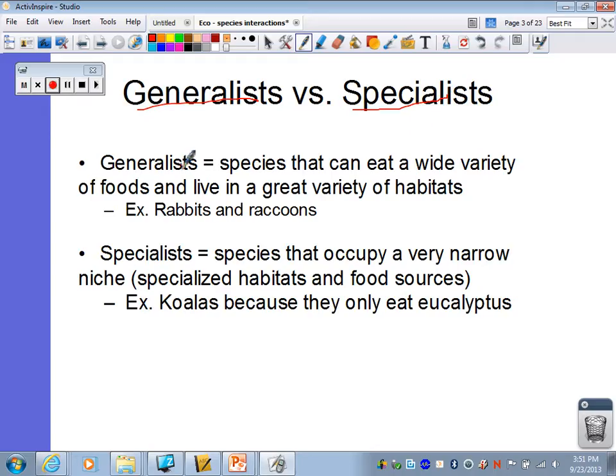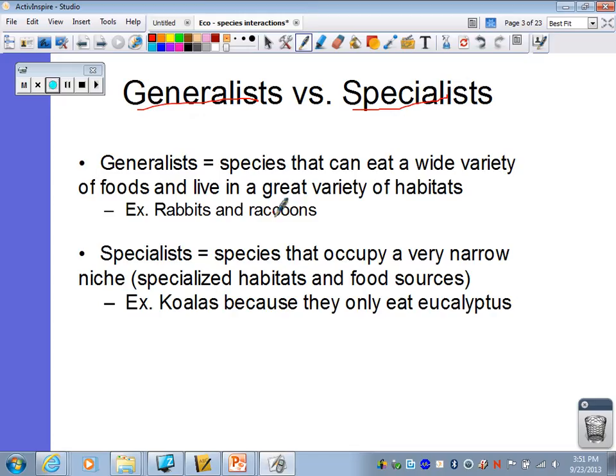A generalist species is going to be one that can eat and live in a wide variety of habitats, a wide variety of foods. They're really good survivors. We'd call them kind of hardy, weedy species because they do well in lots of different types of environments. So rabbits, again, you see them all over our neighborhoods. They can live in really harsh human infested environments. Same thing with raccoons. We see them all around. They're really good survivors.